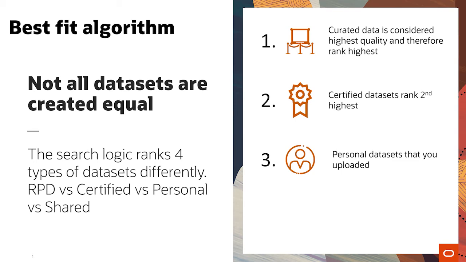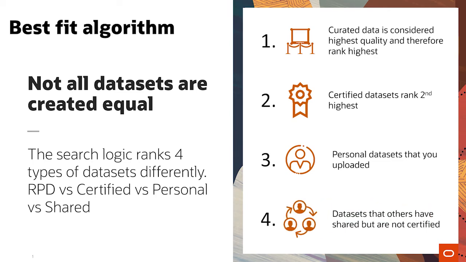The next sort of ranking is what we call personal data sets. So that's anything that you've uploaded, like my Spotify data set. I uploaded it, therefore, presumably I know the quality of the data. And if I index that for search, well, then we should probably consider that as a third ranking priority. And then finally, it's just a hodgepodge of data sets that your coworkers or colleagues may have shared with you, but wasn't necessarily certified by an IT administrator.